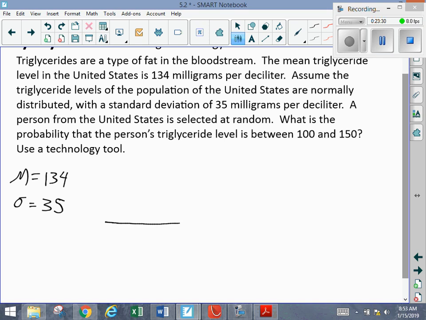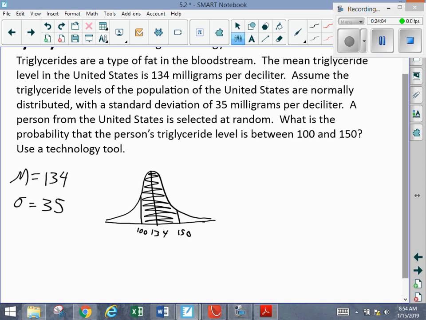So what does that look like in my picture? In the middle we got 134. Over here we got 100. And over here we got 150. So we're looking for the area of this shaded region. Already calculated.